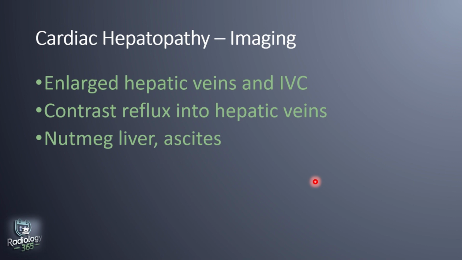On imaging, it will be important to look for enlarged hepatic veins and IVC with contrast refluxing backward from the right atrium. The liver is usually enlarged and shows a mottled nutmeg appearance similar to Budd-Chiari and whatever congestive condition there is. Ascites is also often present as well.